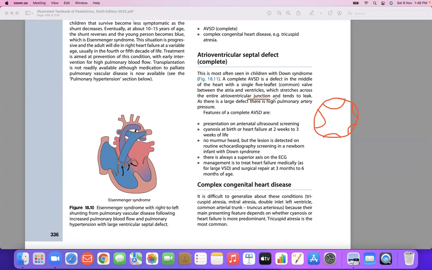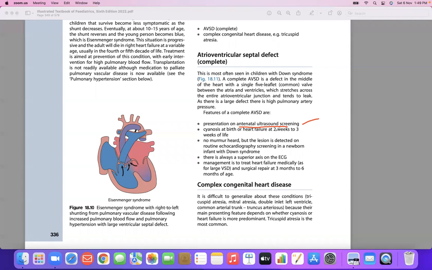Okay, as there is a large defect, there is high pulmonary arterial pressure. As we know the defect is very large, more and more blood is entering the pulmonary artery, causing high pulmonary arterial pressure. So presentation: antenatal ultrasound screening, by that you will know.